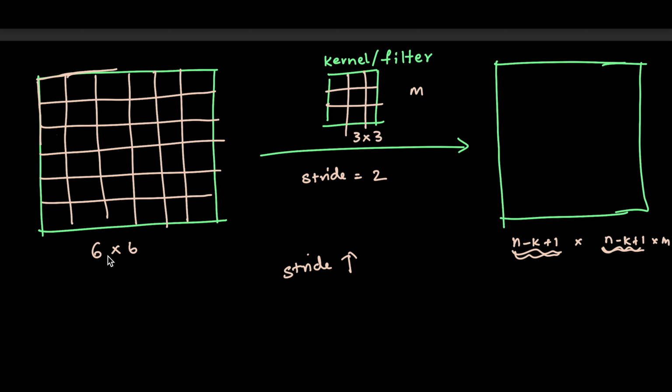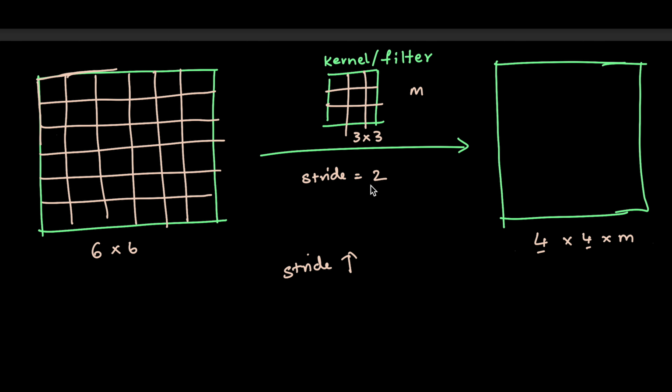If it is 6 cross 6 and 3 cross 3, according to this n minus k plus 1 formula, what will be my output shape? My output shape will be 6 minus 3 plus 1, that is 4 cross m. Okay, let's leave m as it is. It can be variable, it can change according to the number of kernels and filters that we have. But here, if you observe, given an input shape of 6 cross 6, we are getting an output of 4 cross 4, when stride is equal to 1.